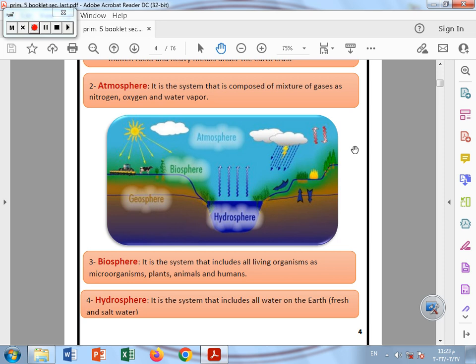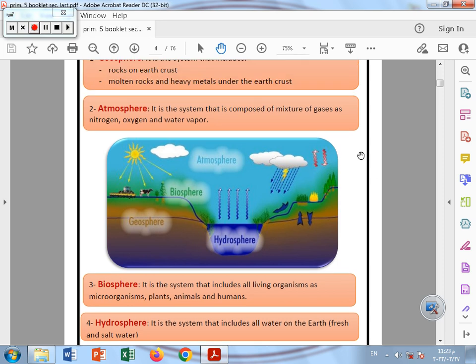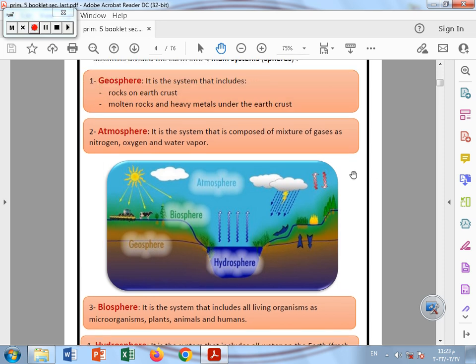In each system or group, we can find different things than the other groups. So the geosphere is related to the Earth. It's the system that includes the rocks on the Earth's crust, and we know that the crust is the cover of the Earth that contains rocks, soil, and sand. Also in the geosphere, we can find the molten rocks under the Earth's crust.